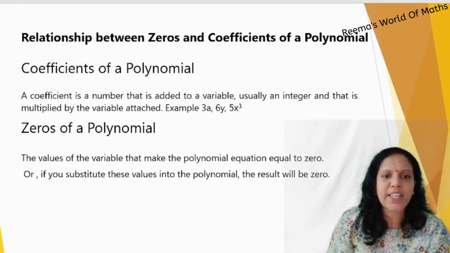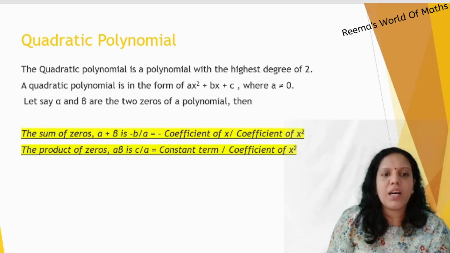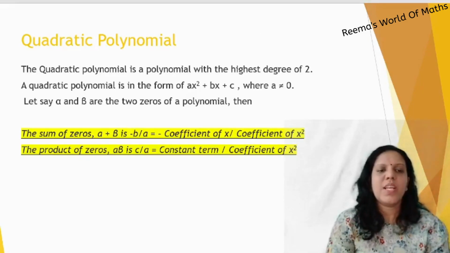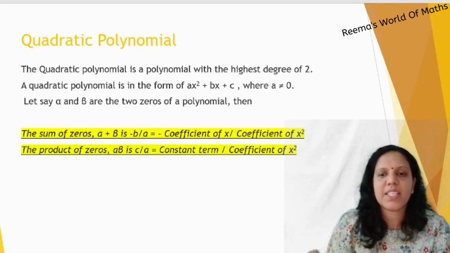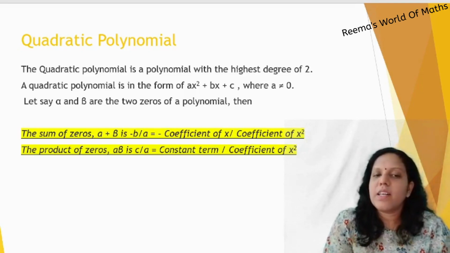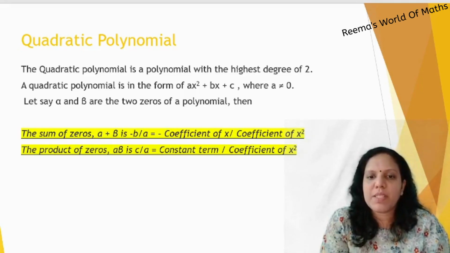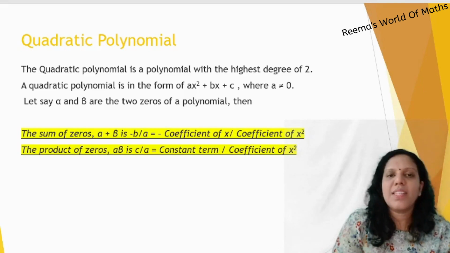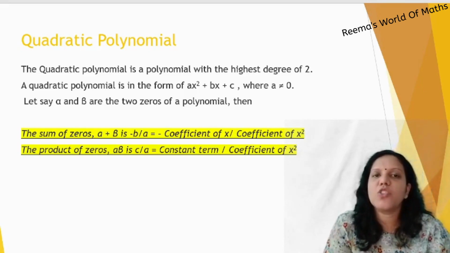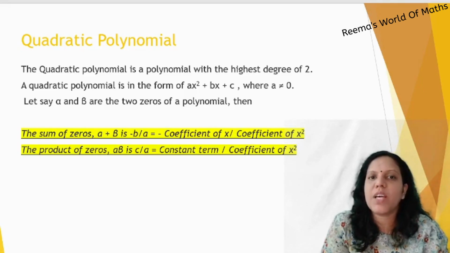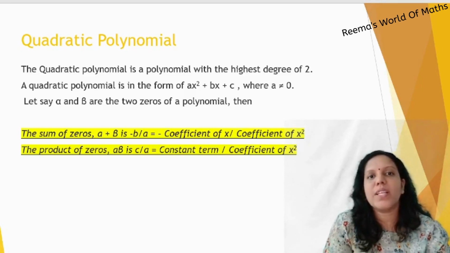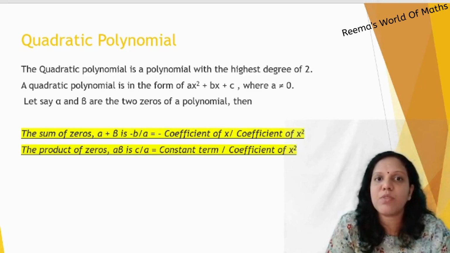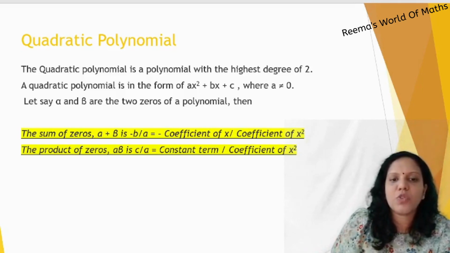For example, let's take a quadratic polynomial. A quadratic polynomial is a polynomial which has the highest degree 2, and it is in the form ax squared plus bx plus c, where a is not equal to 0. Let's assume alpha and beta are two zeros of this polynomial. We know that a quadratic polynomial can have at most two zeros.